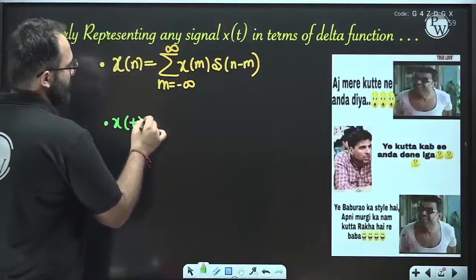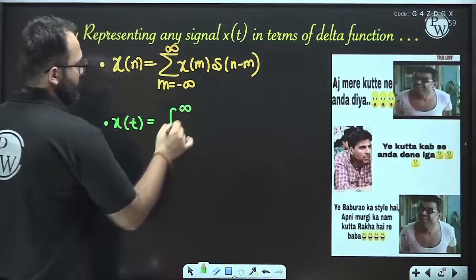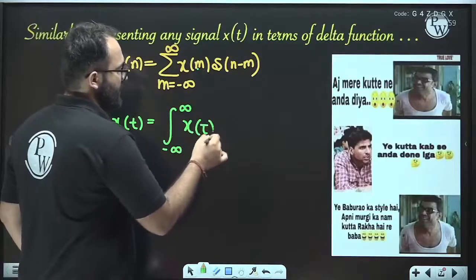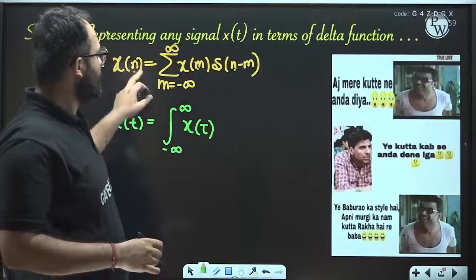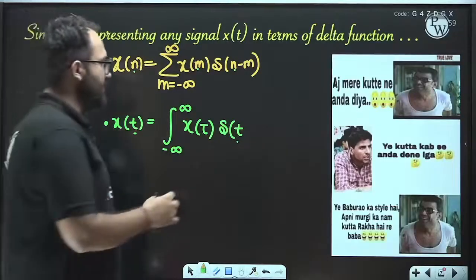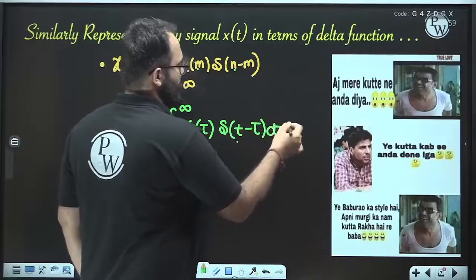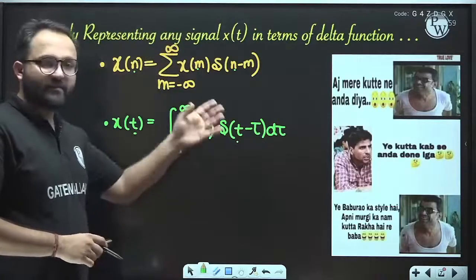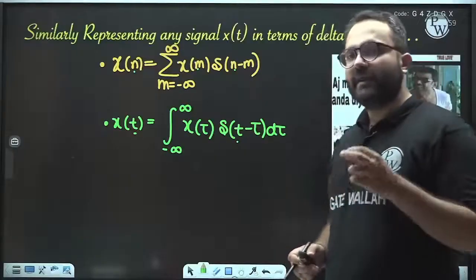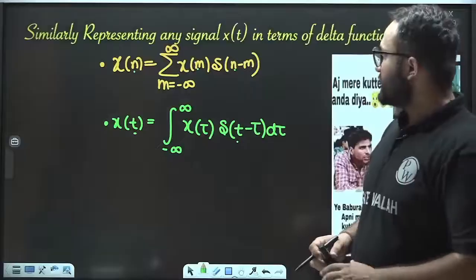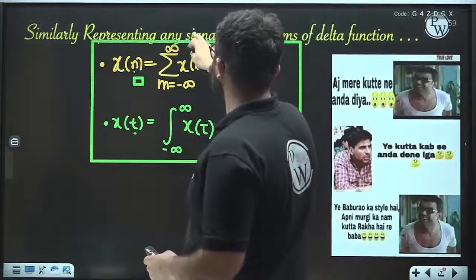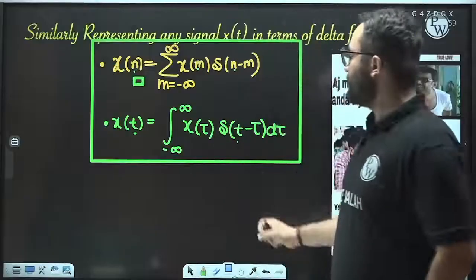Obviously the summation will convert into an integration. Here, in place of the summation variable, we'll put the integration variable tau. Here we have the variable of the output, so we'll put delta of t minus the integration variable, d tau. So this is the way by which we represent any signal. We represent any signal x(t) or x[n] in terms of deltas. This representation is very important because we will be using it in our analysis today. These two representations are very important, so you have to remember them.